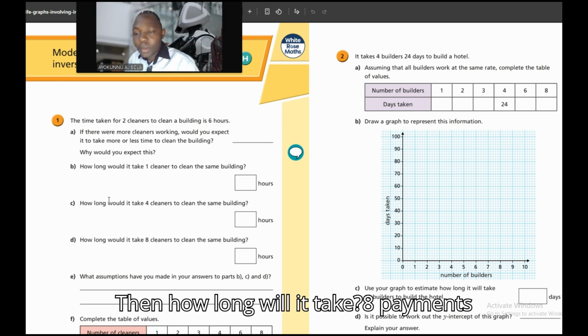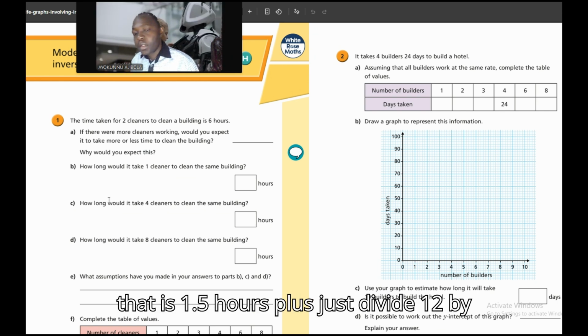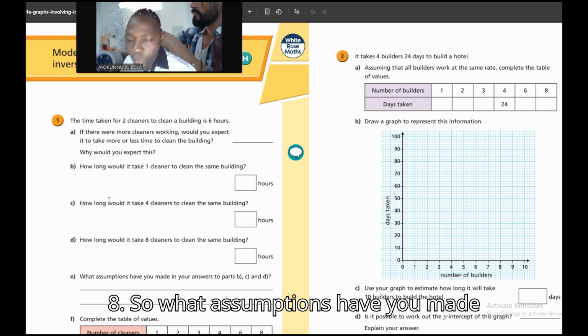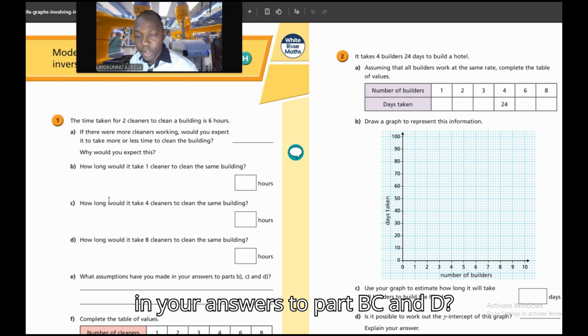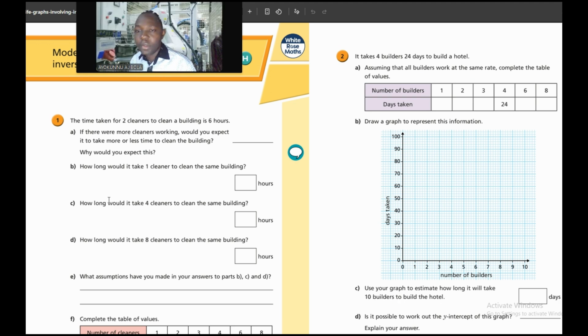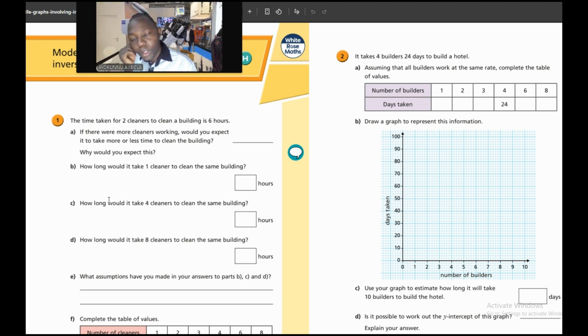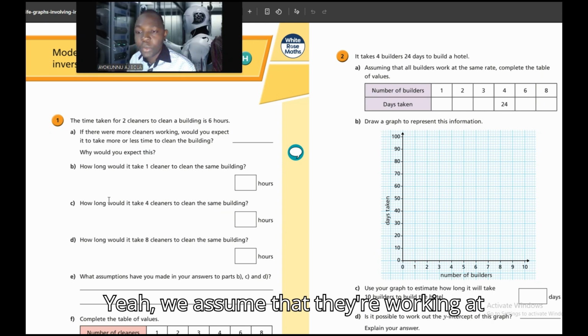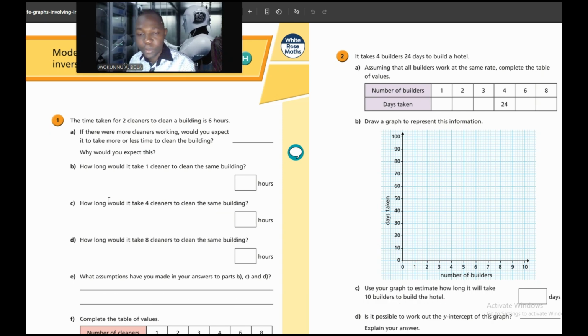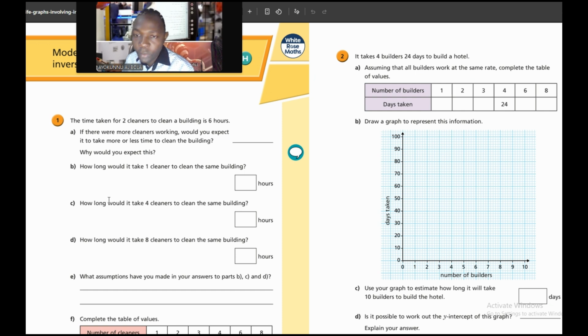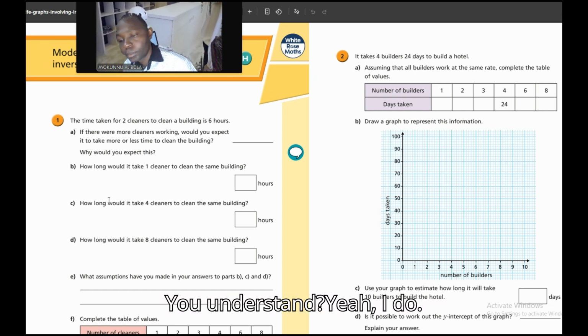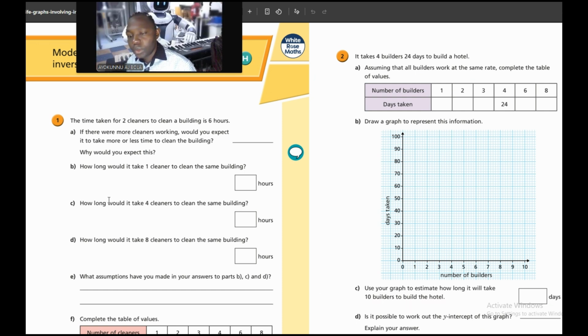Then how long will it take eight cleaners? That is 1.5 hours because you just divide 12 by 8. So what assumptions have you made in your answers to part B, C, and D? We assume that they're working at the same rate. That's just the assumption. You understand? Yes, I do.